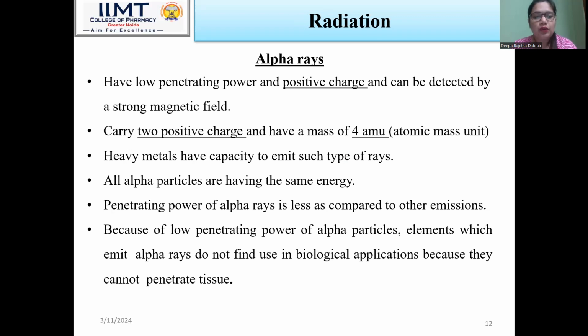Because of the low penetrating power of alpha particles, elements which emit alpha rays do not find use in biological applications because they cannot penetrate tissue.